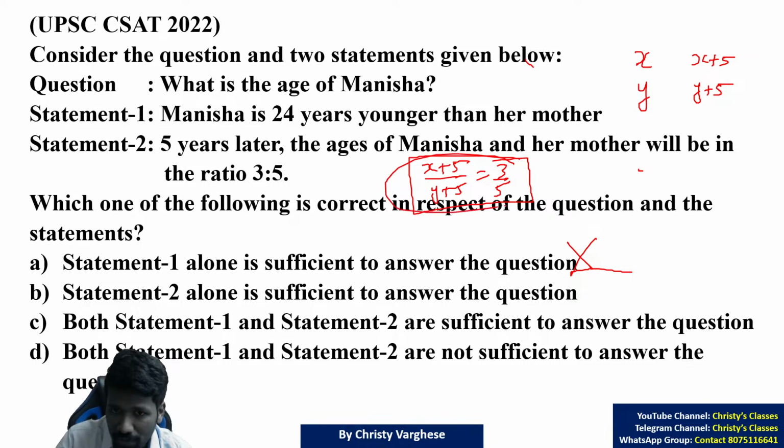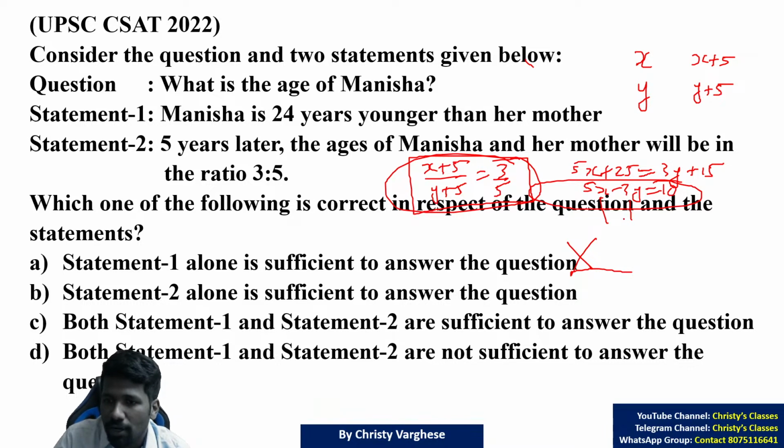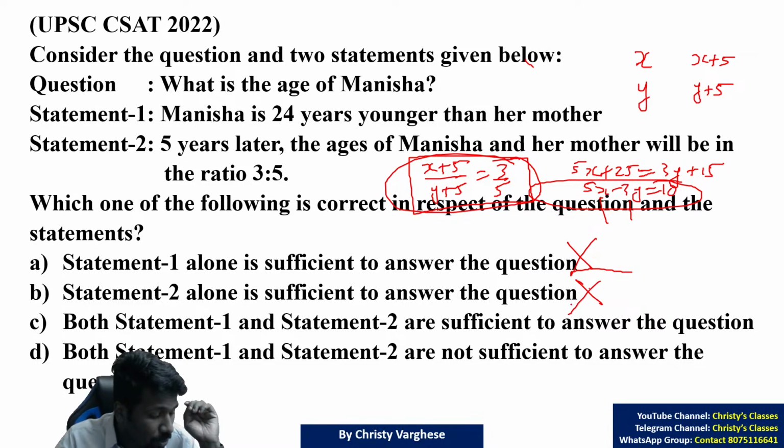If you cross multiply, you will get 5x plus 25 is equal to 3y plus 15. That is 5x minus 3y is equal to 10. That is one equation and two unknowns. That will not solve for X or Y. That is why the option that statement 2 alone is sufficient to answer is also wrong.